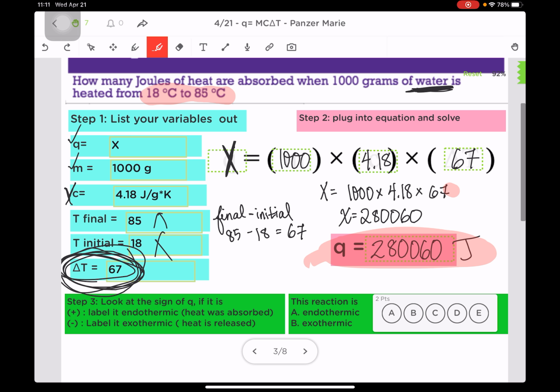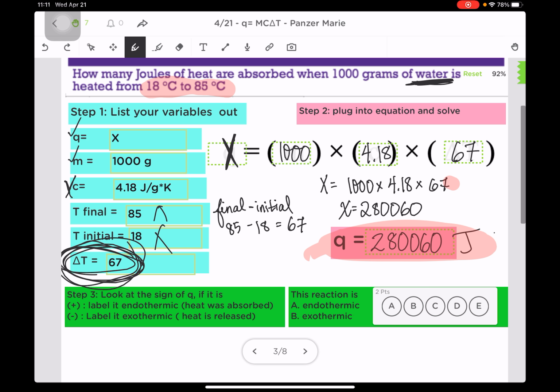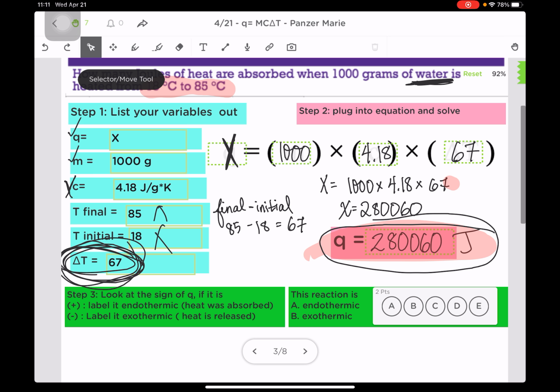And now my last thing is to decide whether it's endothermic or exothermic. So I'm looking and it says label it endothermic if it's positive, exothermic if it's negative. So if we take a look up here, our answer doesn't have a negative sign, which means it's positive. Okay, so down here it says positive means endothermic.